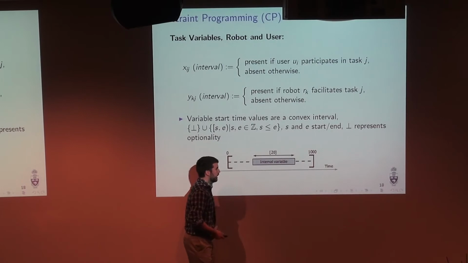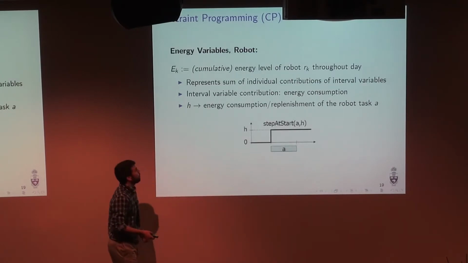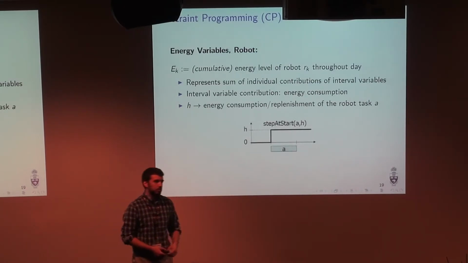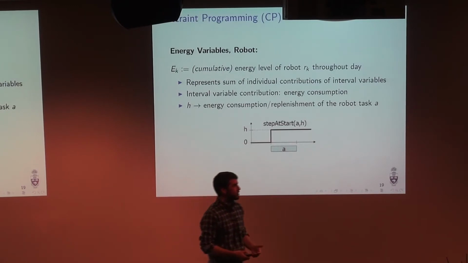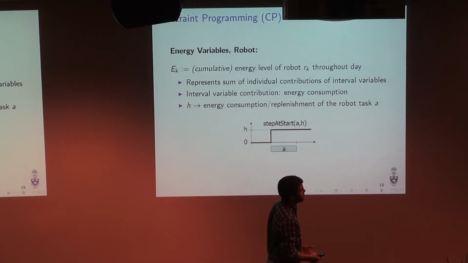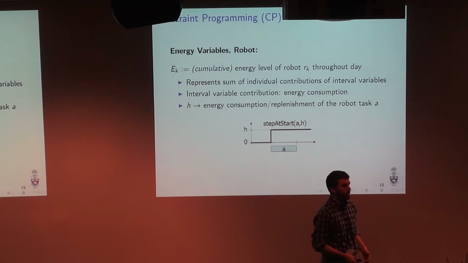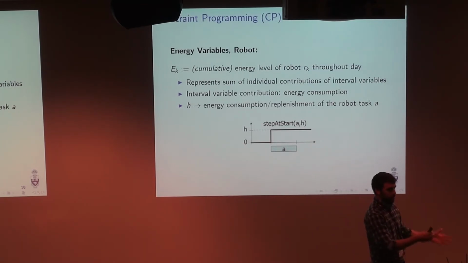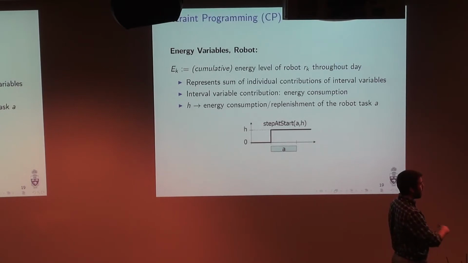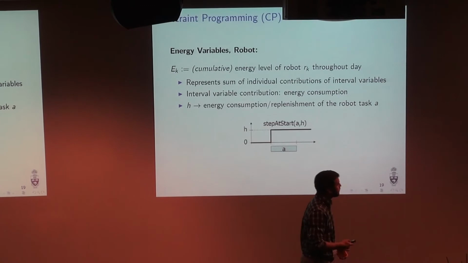But essentially it just looks like this, right? You're scheduling blocks. We also have another variable for energy consumption for the robots, and the way we do this is we use cumulative expressions. Cumulative expressions are really nice because they sum up a bunch of individual contributions of interval variables. So we can say that the contribution of an interval variable is its energy consumption or replenishment, and in such a way we can model energy consumption throughout the day as a stepwise function.